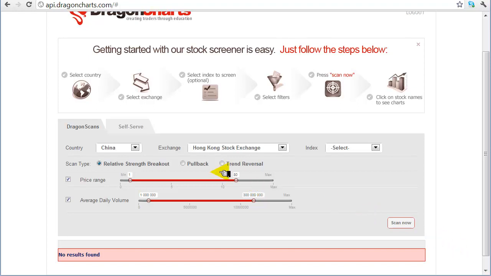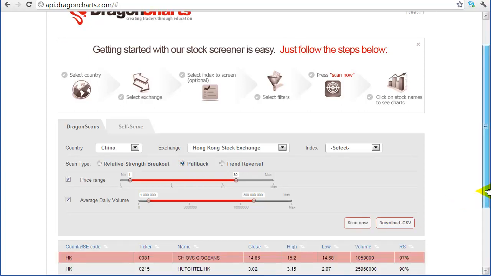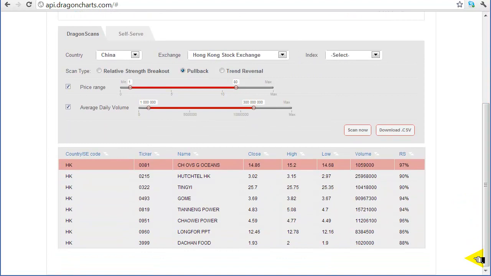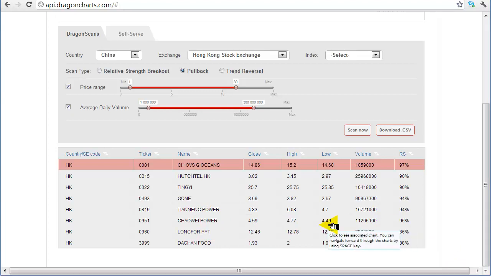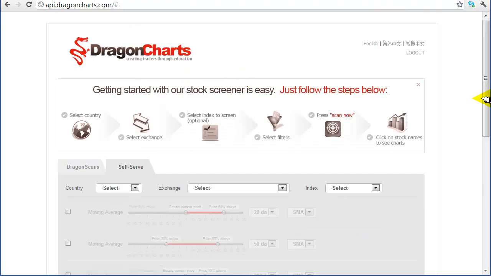However, we can do a pullback scan if we click on the pullback button and hit Scan Now. Now we get a list of stocks. We get about 8 stocks that are trending higher but are on a pullback. And in a moment here, I'm going to show you how we can actually click on these stocks and look at the charts. Notice how quickly we scanned through thousands of stocks and returned only the top 8 stocks that are actually in an uptrend and pulling back. It's very fast. Now in market conditions like we have right now, which is very weak, we like to use the self-serve scans because it gives us more flexibility.